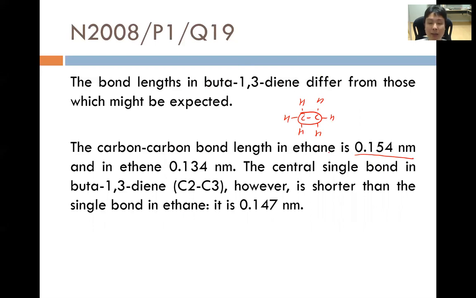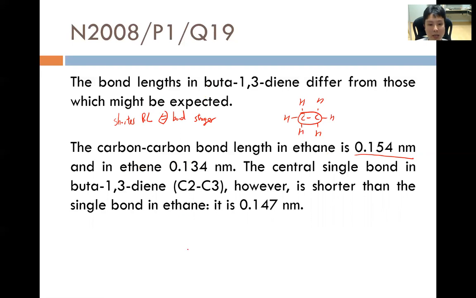For example, if it's a C-triple-C bond, the attraction between the nucleus and the three shared pairs of electrons will be stronger, and hence they will be more closely attracted. If it's more closely attracted, the bond length will be expected to be shorter. So basically, a shorter bond length will imply that the bond is stronger. Vice versa, if the bond is stronger, the bond length will be shorter.